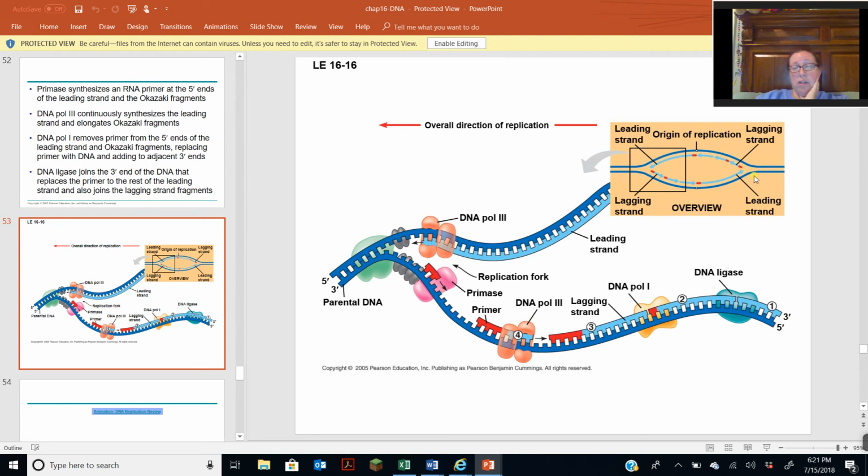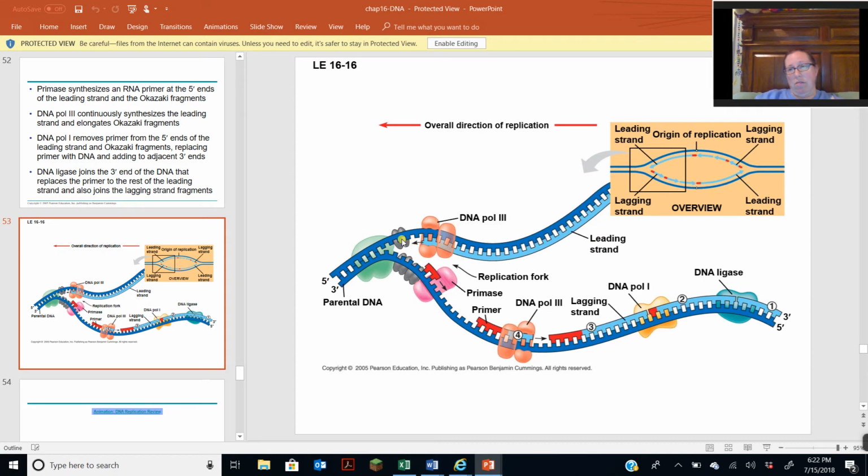Okay, so we already talked about the bubble. You've got an origin of replication, you've got a bubble that happens, you've got the leading strand up here, and then the lagging. If I take this picture and blow it up, the leading strand, which is continuous, goes towards the replication fork. You have DNA polymerase 3. Not much is happening in the leading strand. It's nice and easy and clean.